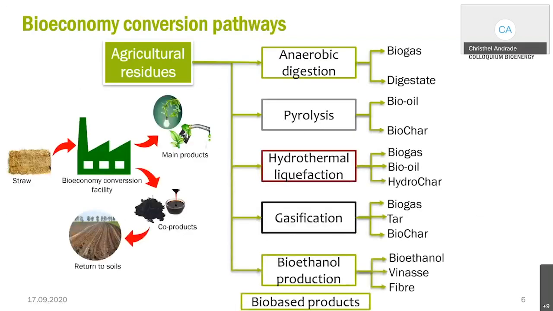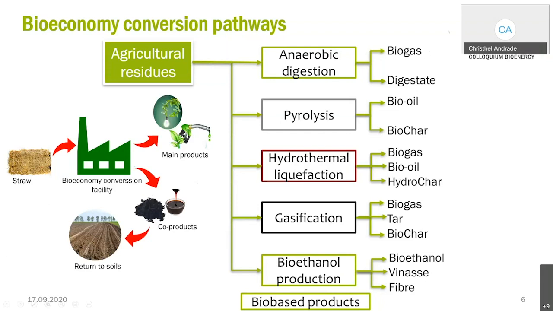This graph explains a bit our vision. So the residues are taken to the bioeconomy conversion facility, and after the process, the co-products, which are rich in carbon, are returned to the soils as a way to maintain or enhance the soil levels. The bioeconomy conversion pathways we are studying are six: anaerobic digestion, pyrolysis, hydrothermal liquefaction, gasification, bioethanol production, and the production of bio-based products. We are still considering and selecting which products we are including in the bio-based products pathway.